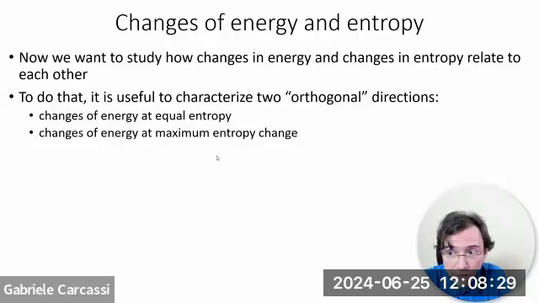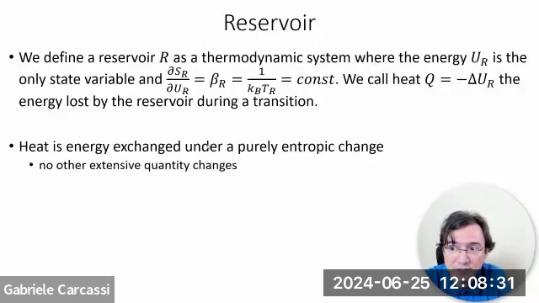And to look for that, we define two types of special system. One is called a reservoir. And a reservoir is going to be a thermodynamic system where the energy is the only state variable. So there's nothing else, and therefore all the change is given by our beta. And we're going to assume that the beta is a constant. So essentially, a reservoir is something that only has a fixed temperature, and you can only exchange energy by increasing or decreasing the entropy.